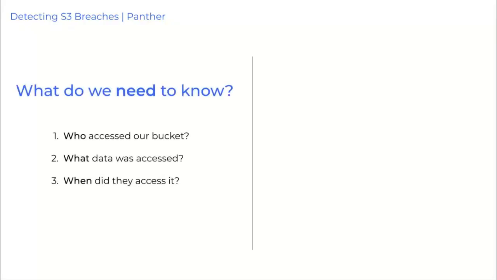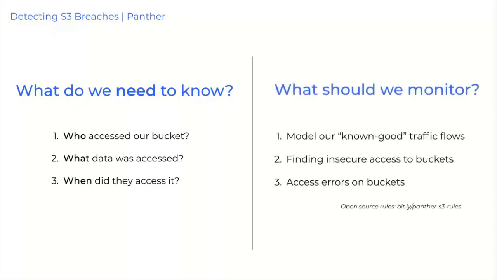Which leads us into, how do we really think about writing these rules? I mean, generally what we want to know when it comes to monitoring any style of network traffic is, who accessed our data, what data was accessed, and when did they access it? And then if we go a little bit deeper into how we write rules on this, we want to model our known good traffic flows. We want to find any evidence of insecure access, meaning non-SSL based connections to our buckets. And then we maybe want to look at errors to our buckets, which could indicate an attacker trying to enumerate their access or trying to get to sensitive data that they don't have access to.